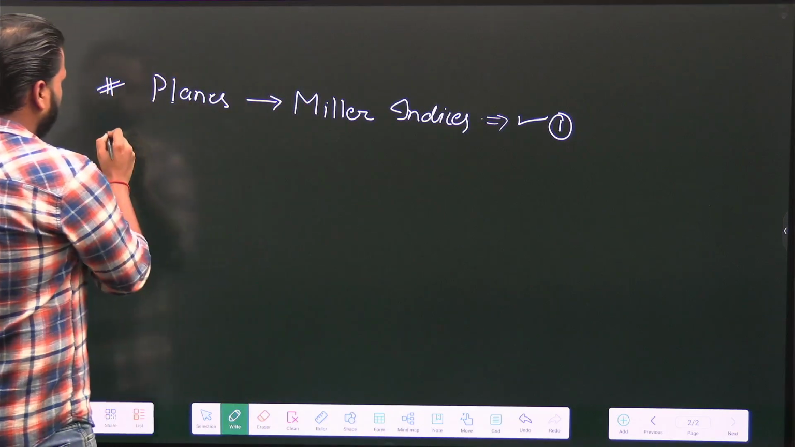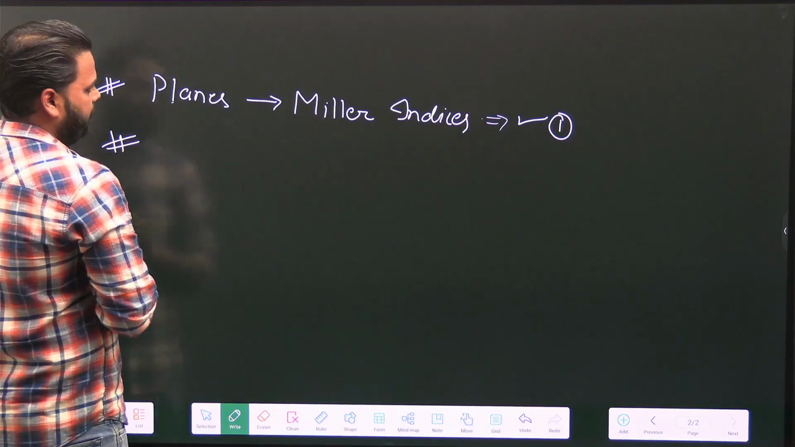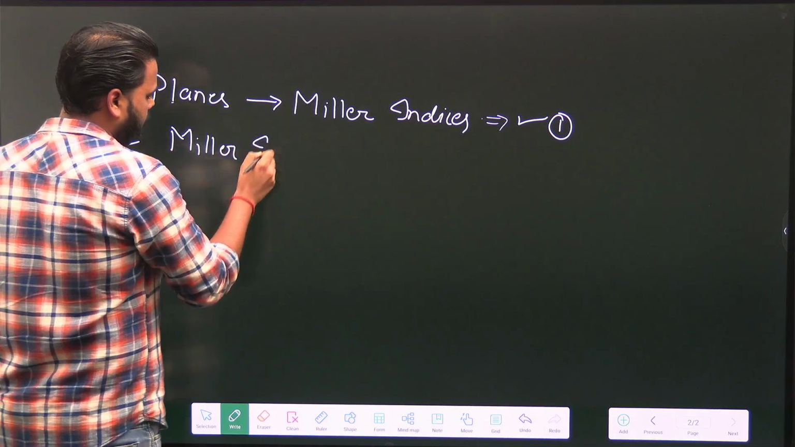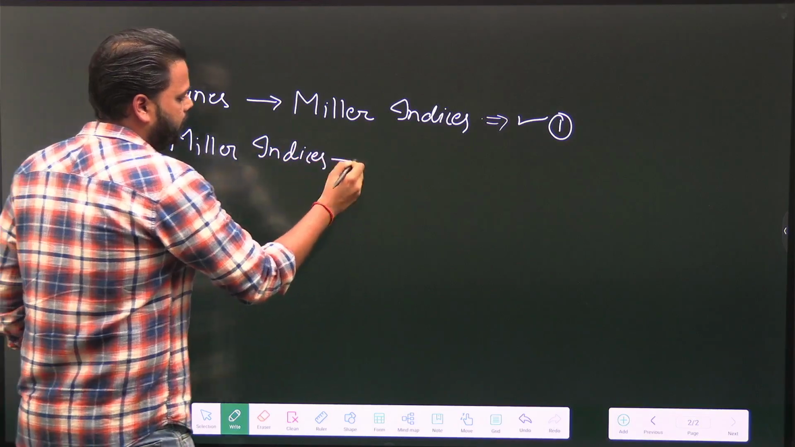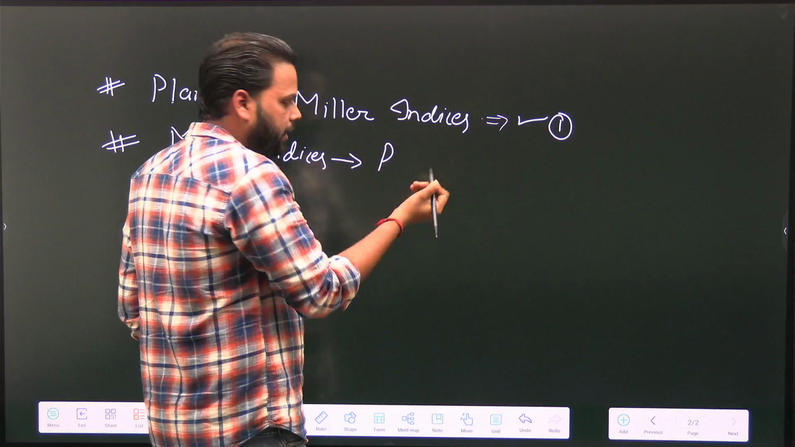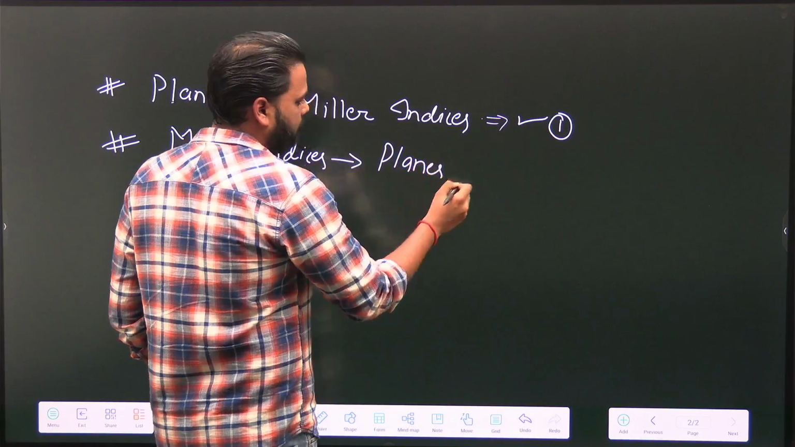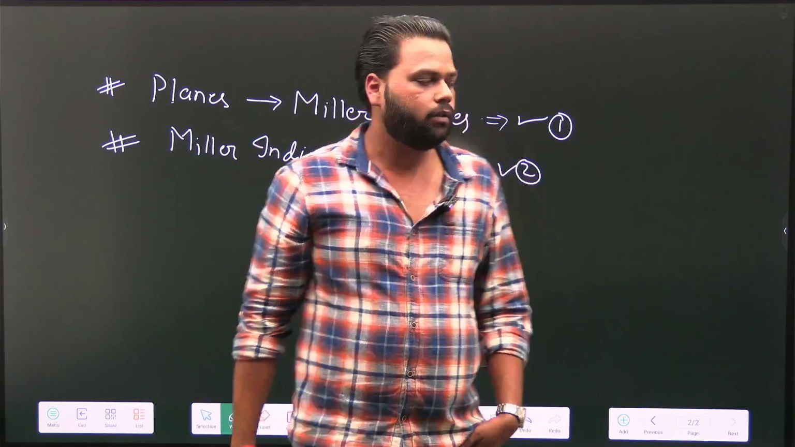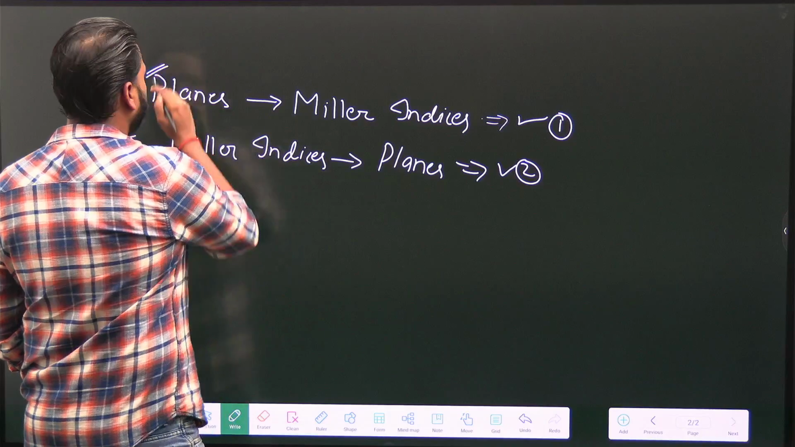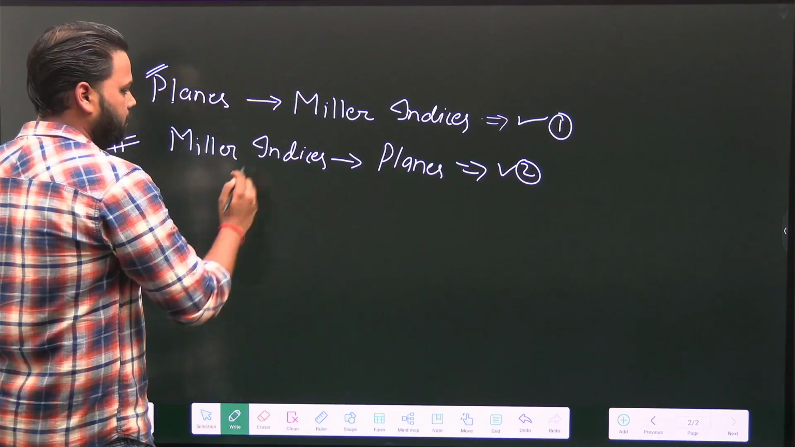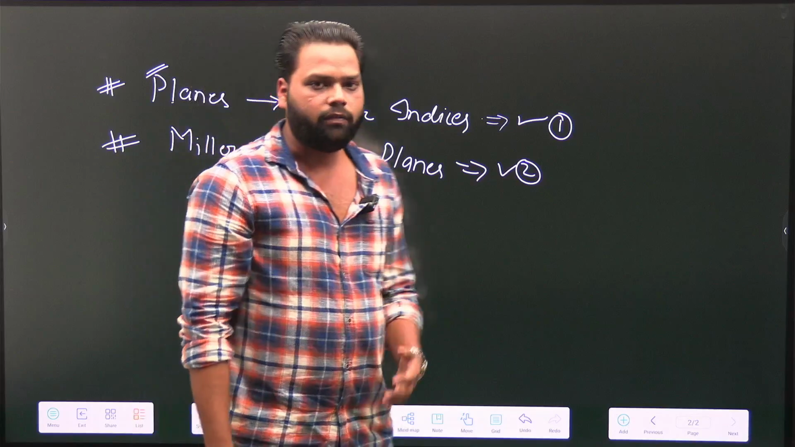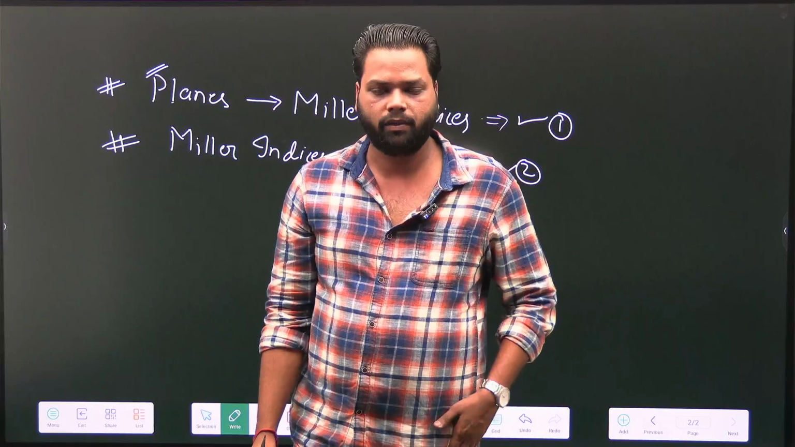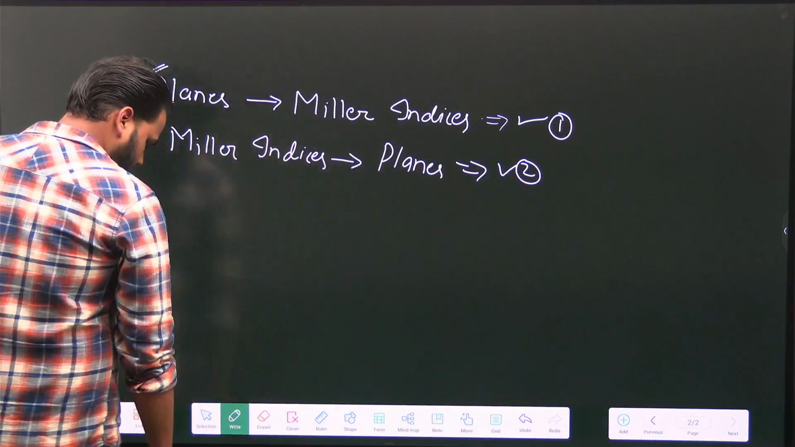Now the second type of problem is just the reverse of this. That means Miller indices will be given, and we have to draw the planes. Okay, so this will be our second type of question. The first type of question we have done in the last class and in the homework also. So let's do this type of problem where Miller indices will be given, and we have to draw just the plane. Okay, so let's start with this.